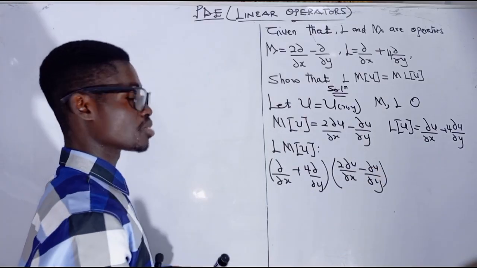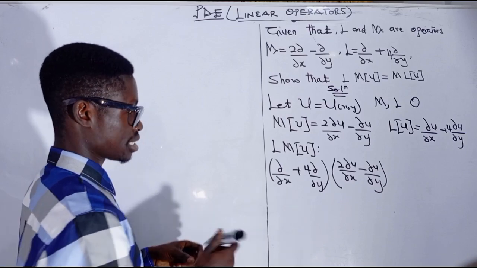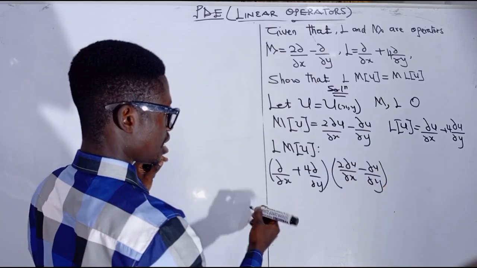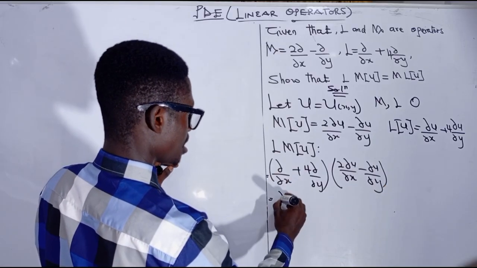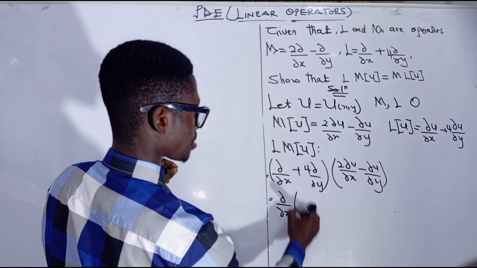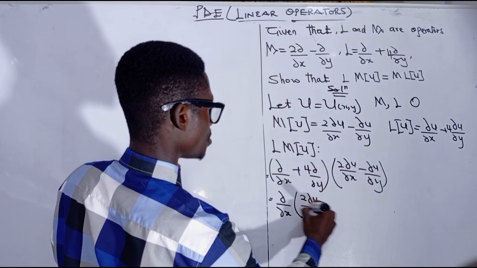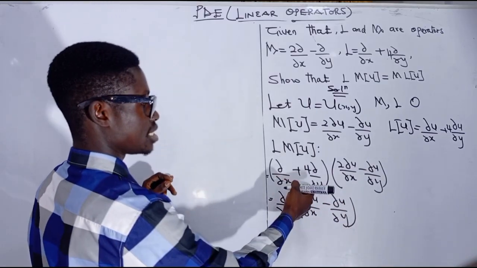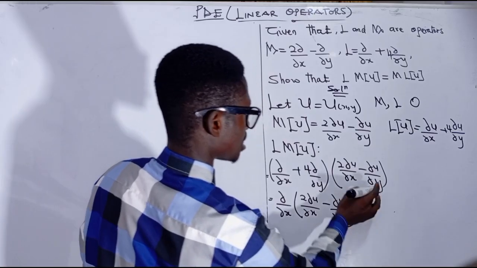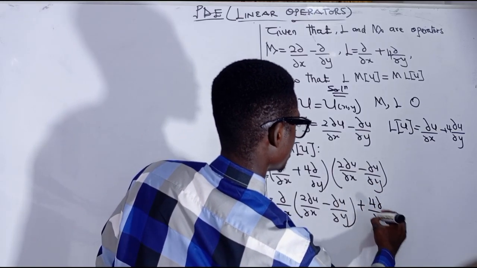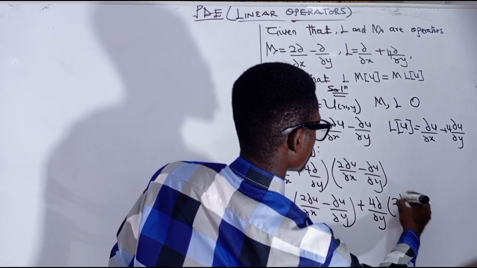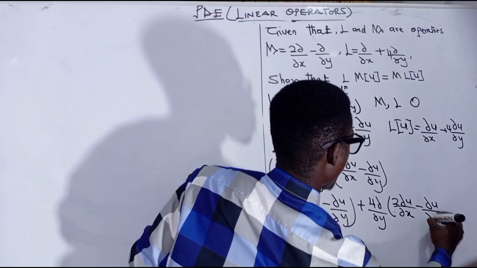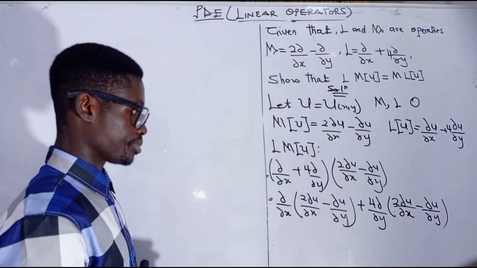So once you have this, we are just going to apply the distributive property. So this is going to multiply what is in the bracket. This is also going to multiply what is in the second bracket. So we are going to have del x multiplying 2 del u del x minus del u del y. Then we take the second term to also multiply the second bracket: 4 del y multiplying 2 del u del x minus del u del y. I guess you are following.